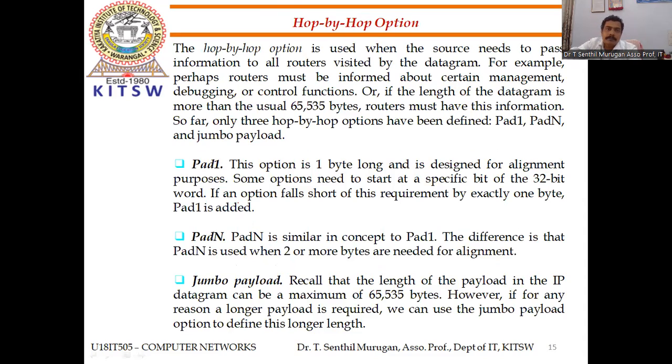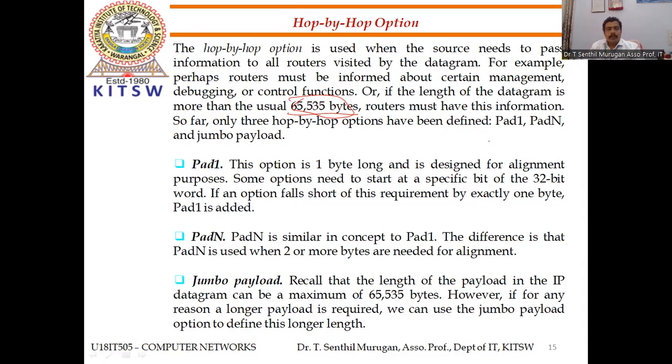What is the hop-by-hop option? It is used when the source needs to pass information to all the routers visited by the datagram. For example, routers must be informed about certain management, debugging, and control functions. If the length of the datagram is more than a particular size, we know the maximum size of the data is 65,535 bytes. If the data is more than this, the router must have that information, so it should be informed. For that purpose, hop-by-hop information will be there.